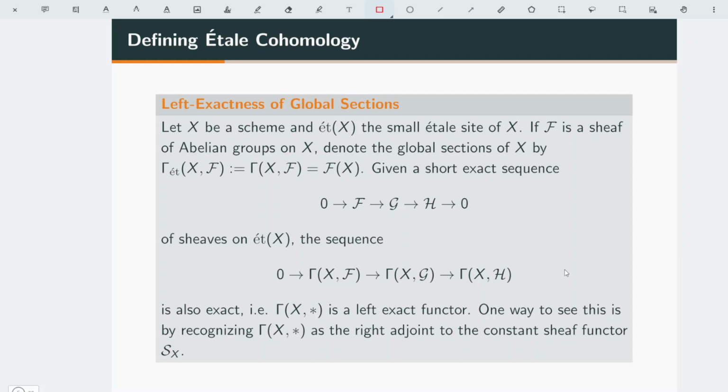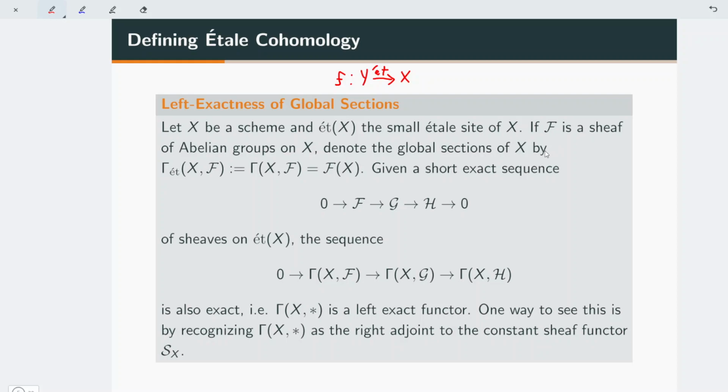Okay, how do we define it? Well, anytime you have a cohomology theory, it comes about because you have a left exact functor that's not always right exact. So in this case, we're going to let X be a scheme. We're going to consider the small Etale site of X. So remember, the objects in that site are Etale maps from some scheme Y to X. And the morphisms are commutative triangles of 2 such maps, which I'm sure you remember. And you can define a covering in a pretty simple way for this site.